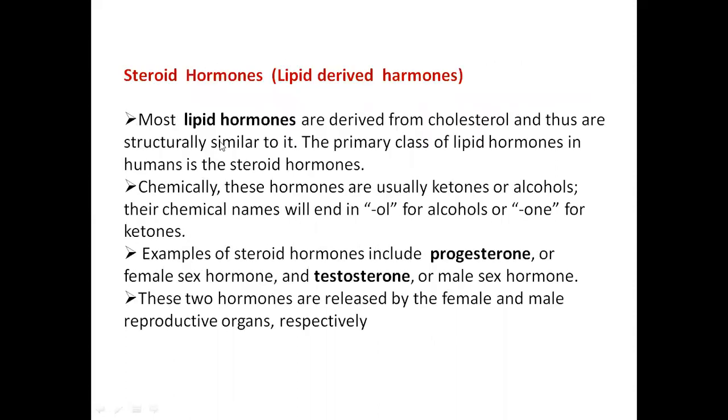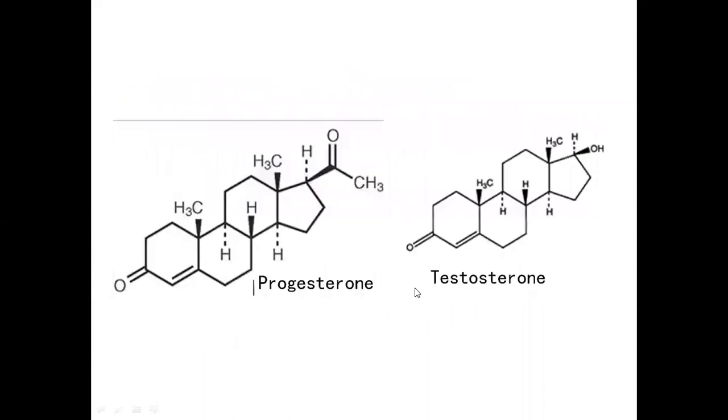Coming to the first subgroup, that is the lipid hormones, as the name indicates, these hormones are derived from lipid, that is cholesterol. These hormones are also referred to as steroid hormones. And the examples we have are progesterone, the female sex hormone, and testosterone, the male sex hormone. And these are the individual structures of the female sex hormone as well as the male sex hormone. Please do practice.